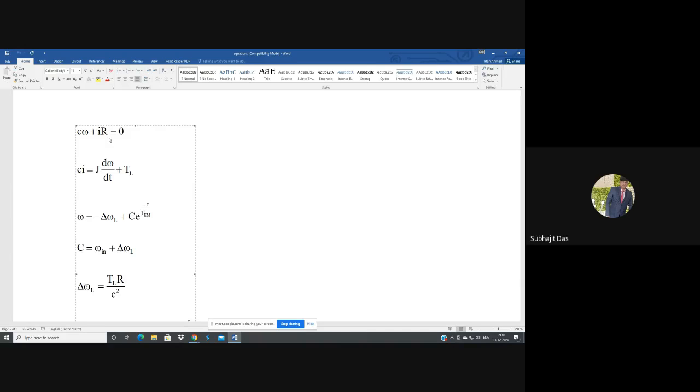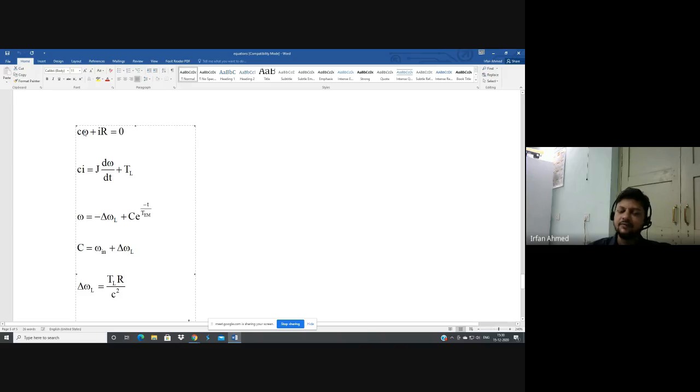Yes, sir. So if you apply KVL in the armature circuit, this is the back EMF plus IR is equal to 0. I is the armature current, and R includes the armature circuit resistance plus the braking resistance. This is the torque equation. Motor torque K phi I or C into I is equal to the dynamic torque component J d omega by dt plus the load torque, that is TL.